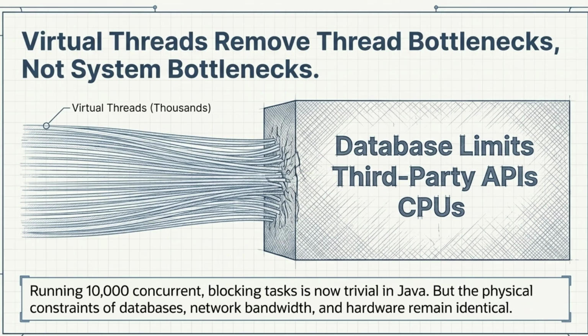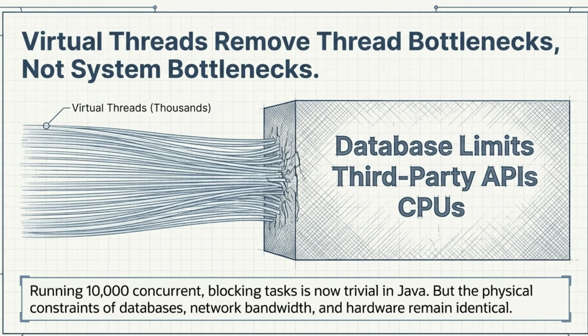Right. The bottleneck just moved from the JVM's thread scheduler to the HikariCP connection pool, or to the database's CPU, or even to the network interface card. It's the ultimate double-edged sword. You've basically removed the brake pedal from your application server, which means you are now driving into the downstream bottlenecks at Mach 2. Precisely. It forces you to look at the entire system architecture, not just the code block right in front of you. That is so true.